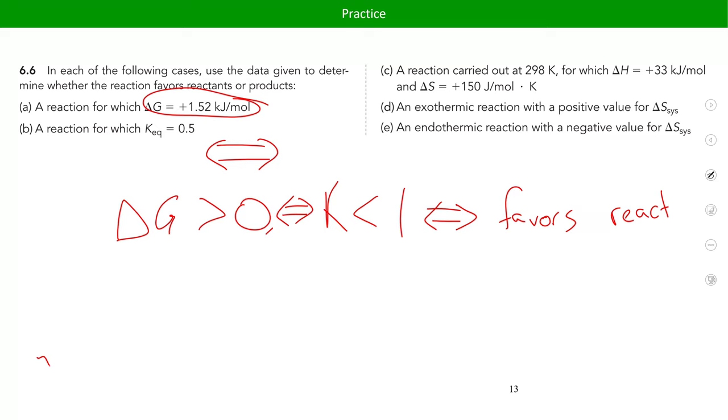So if K is less than one, delta G is greater than zero. And if delta G is greater than zero, K is less than one. Both of those are true. It's a two-directional logic, as opposed to if I just put a forward arrow, which would mean you could have K less than one without delta G being greater than zero, which can't happen.